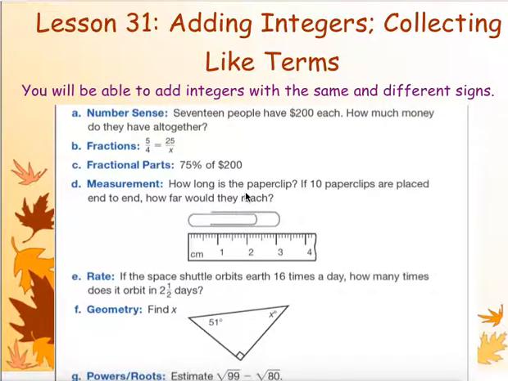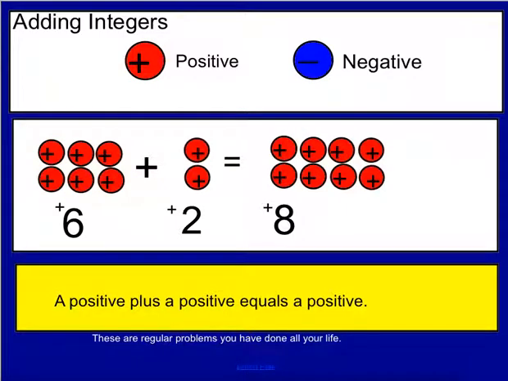Course 3, Lesson 31, we are adding integers and collecting like terms in this lesson. We're going to go through a lot of different ways that we can add integers, and it's up to you which one works for you. The first one is imagining that our numbers are like chips of different colors.